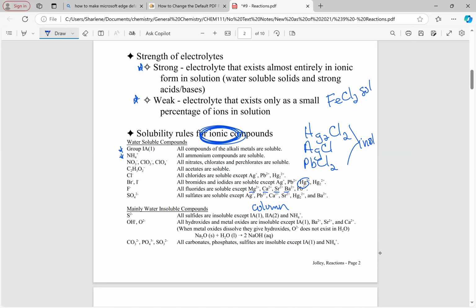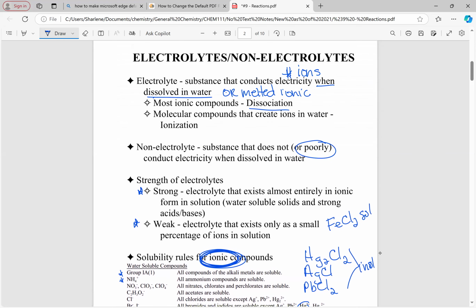And then last but not least, carbonate, phosphate, and sulfite. Those are all insoluble except column 1 and ammonium. All right, we're going to be playing with these, but let's just do a review before I go off this page. What is an electrolyte?